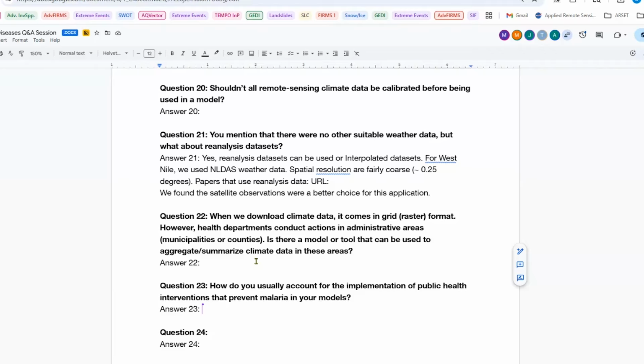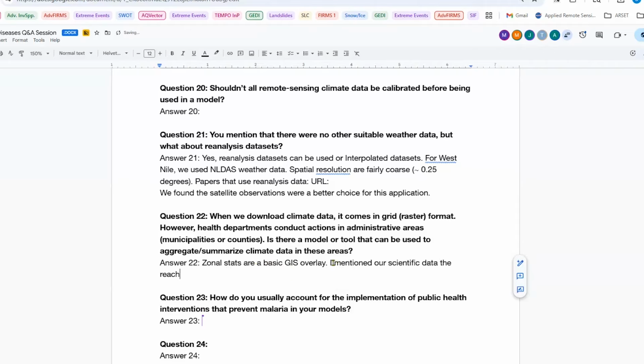Sure. The most straightforward or simplest way to do that is with zonal statistics. That's a basic GIS overlay. You overlay your polygon boundaries on the raster, and you take a mean or a median or some summary in that broader area. In the presentation, I had mentioned our scientific data paper on the REACH tool, which is a Google Earth Engine tool for accessing the satellite data. That's essentially what that tool does: in the cloud, it takes all of the raster data, does the zonal statistics, and reduces a large volume of raster data to a much smaller table of estimates or summaries for each administrative unit.